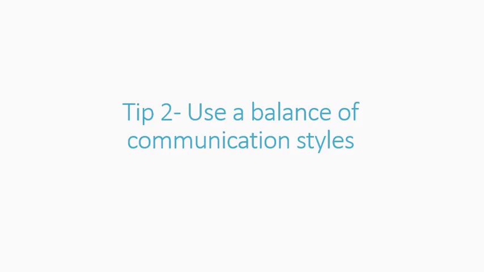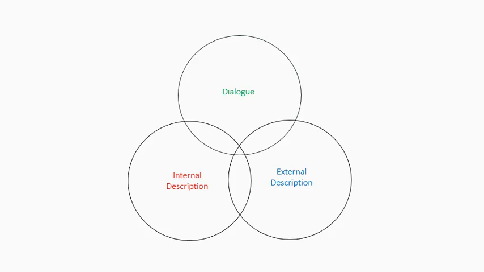Now, our tip for this video is that you need to use a balance of communication styles. A model that I developed is one to think of the 3 elements of storytelling, which are dialogue, external description, and internal description. And we're going to break down each of these 3 things separately so you can see what they achieve in the story. But obviously your goal is to hit that middle point so that you're getting a balance of these 3 methods of communication. So let's break it up a little bit.